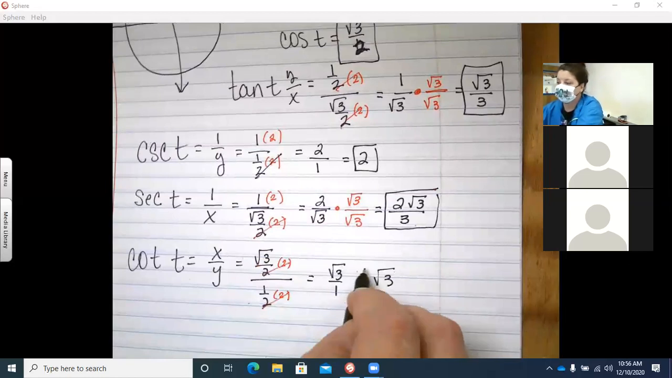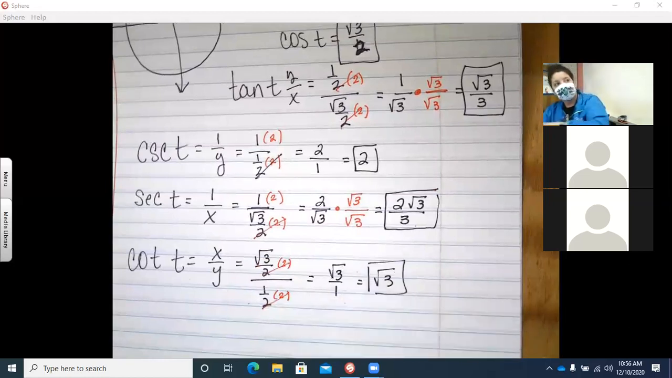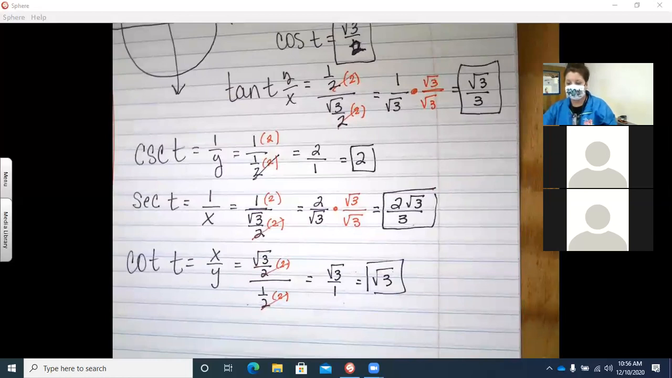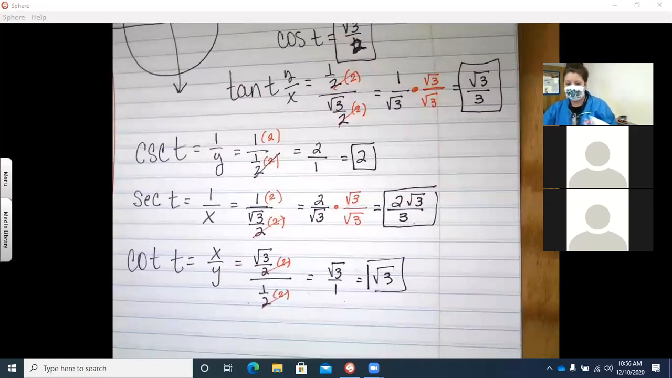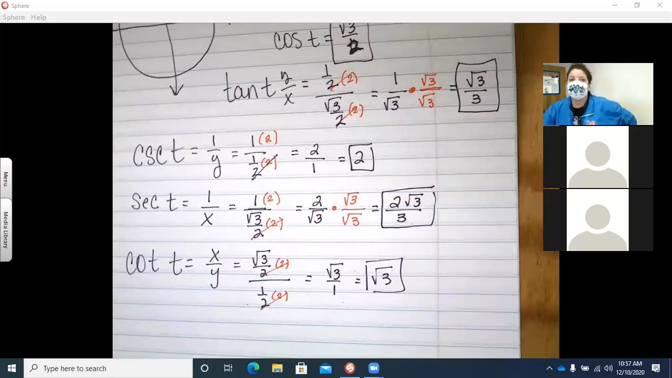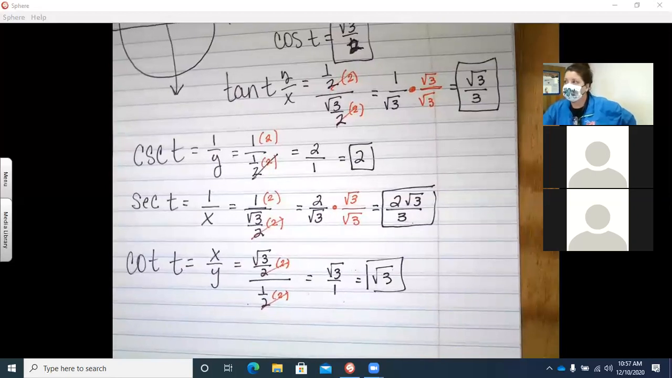Y'all get what I got? Square root of 3? Anybody have questions about that one? All right, moving right along. So not everything is going to be at square root of 3 over 2, comma 1/2, or 1/2 comma square root of 3 over 2, right? Doesn't have to be there.